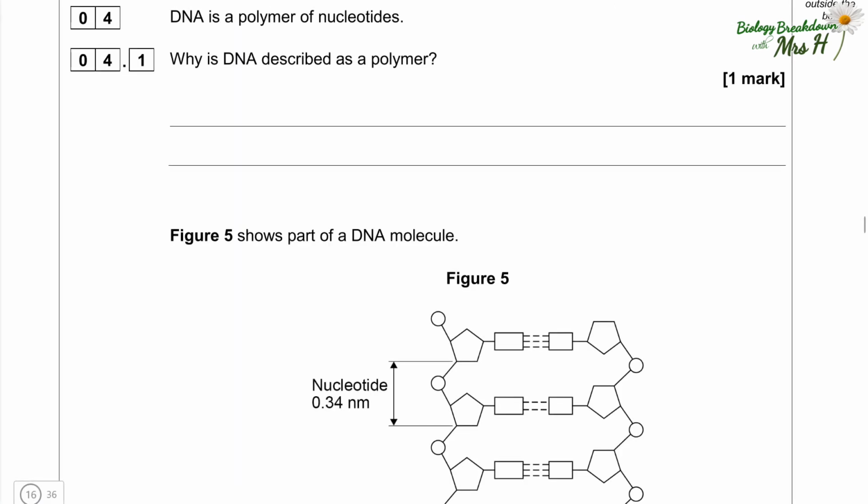DNA is a polymer of nucleotides. Why is DNA described as a polymer? Well, DNA is made up of many monomers, and those monomers are called nucleotides.